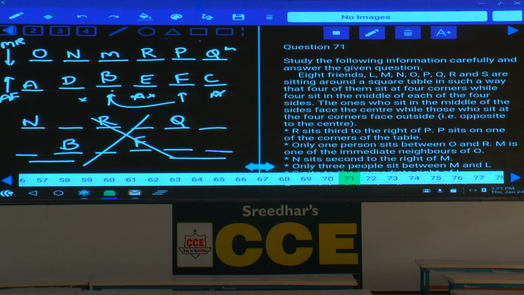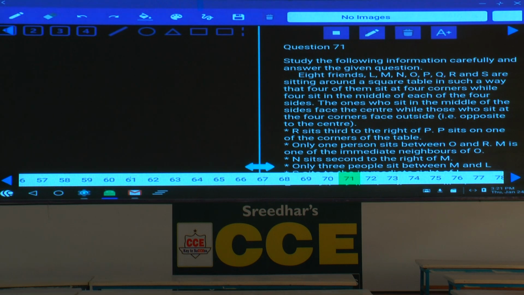Now in this 71 to 75, 8 people L, M, N, O, P, Q, R and S are sitting around a square table. How many persons are there? There are only 8 people, and these 8 people are seated around a square table. Now this is the square table, 4 persons at the center and 4 at the corners, and the one who sits in the middle of the sides faces the center.